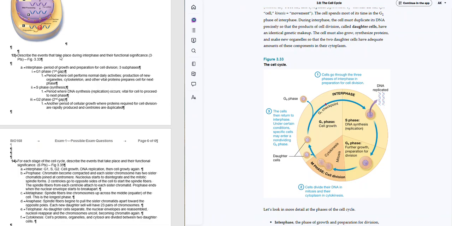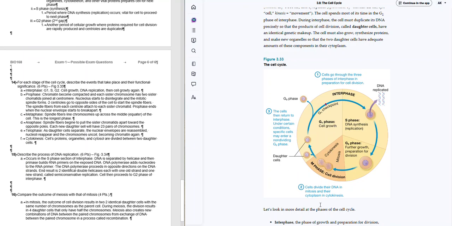Question 13, describe the events taking place during interphase and their functional significance. You can get a good idea from figure 3.33 in section 3.8. So remember, interphase is made up of G1, S, and G2. In G1, you're growing new organelles, cytoskeleton, and cytoplasm, getting ready. So you're preparing. During S phase is DNA synthesis and replication. And then in G2, further growth and preparation for division. So G1, S, and G2 are our 3 phases of interphase.